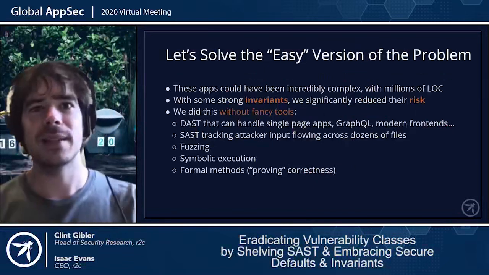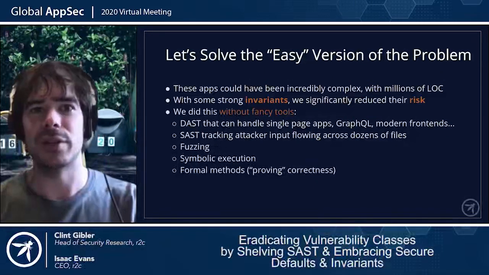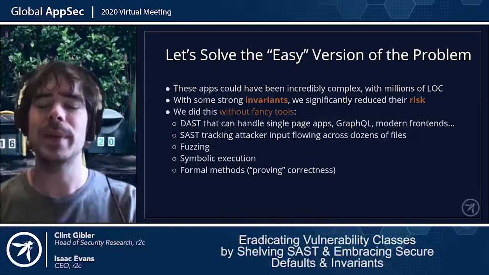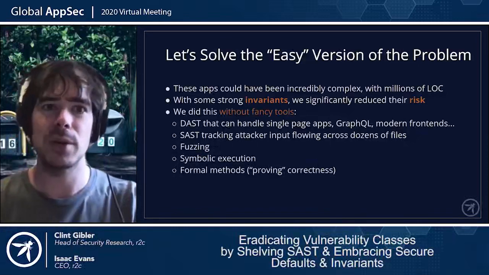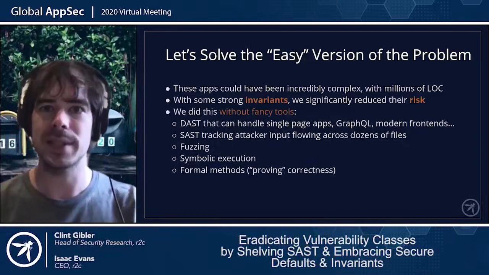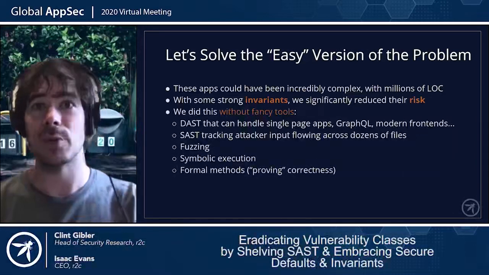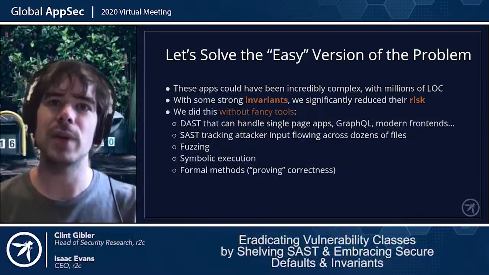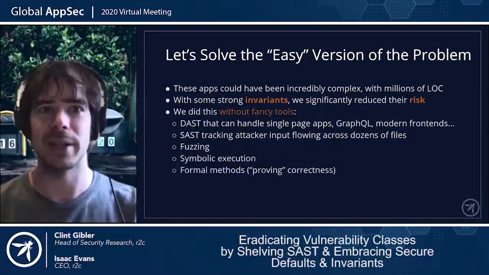And I like to think of this as, let's just solve the easy version of the problem, right? These apps could be incredibly complex with millions of lines of code, but with some strong invariants, some strong properties that we are enforcing, we've significantly reduced the risk of these applications, even though there are a lot of things we might not necessarily know.